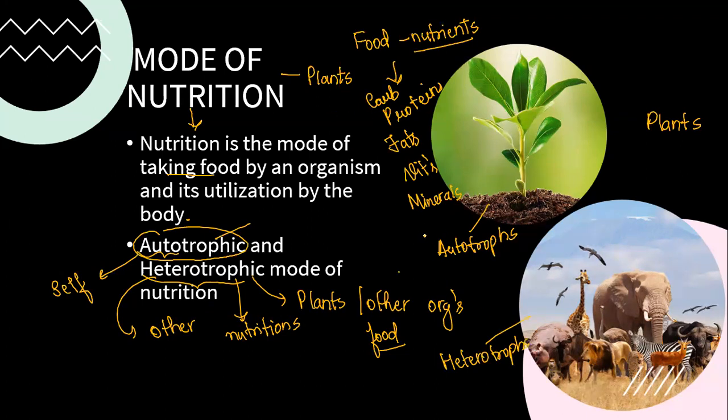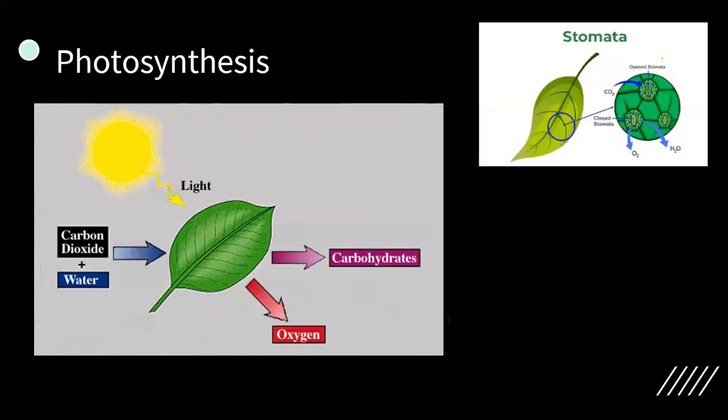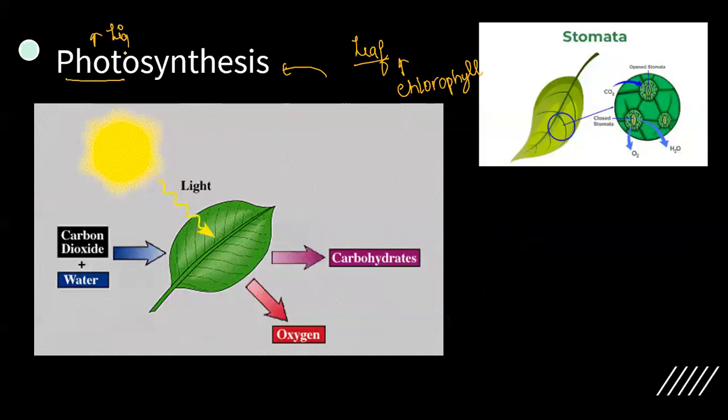We know that the plants prepare their own food, right? Just like how we make food in the kitchen, there is a kitchen of the plant as well. That is the leaf. This leaf contains a pigment called chlorophyll, which is involved in the process of photosynthesis. This word itself indicates photo meaning light, and synthesis means preparation or making.